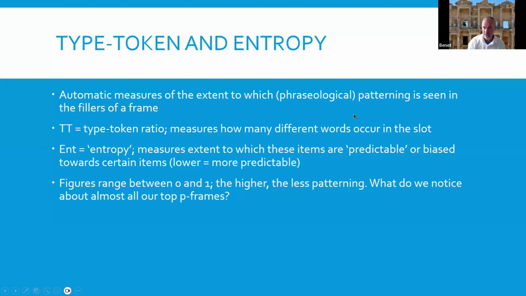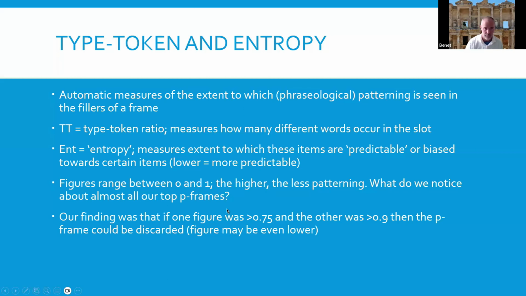So like I was saying, these figures range between 0 and 1. When you get high numbers close to 1, that means there's less patterning. They probably won't be useful. Almost all of our top P frames have very high numbers. So in our paper, which hopefully will be out soon, we notice that if one figure is above 0.75 and the other one is 0.9, whether it's TT, type token, or entropy, then probably the P frame wasn't useful.